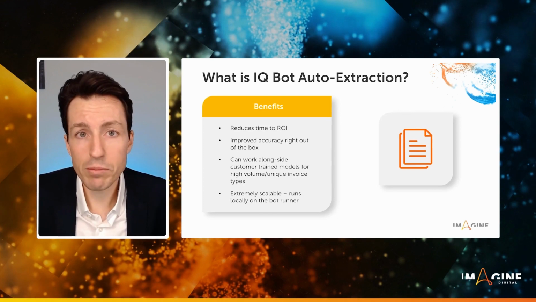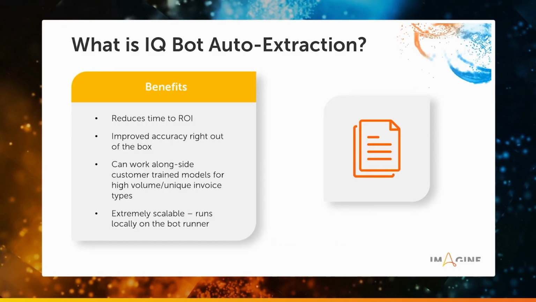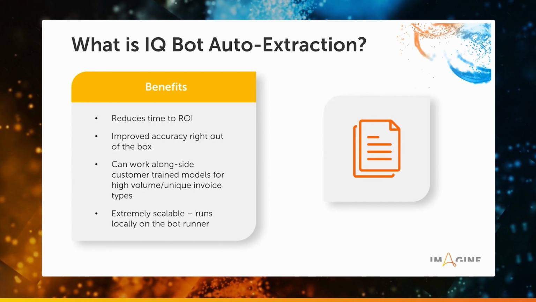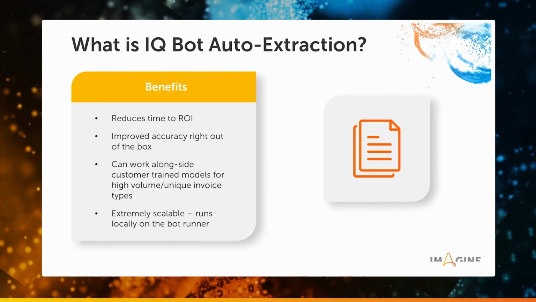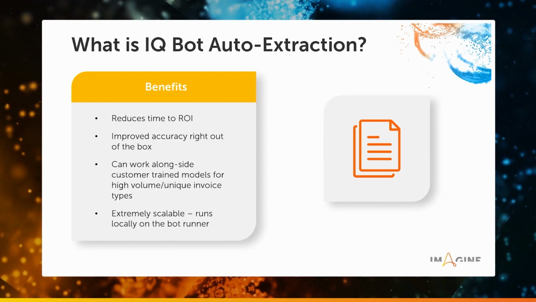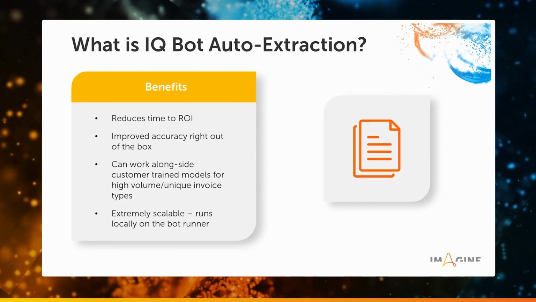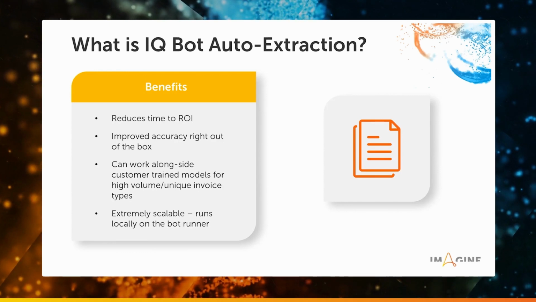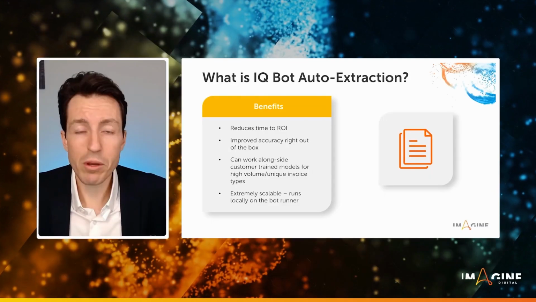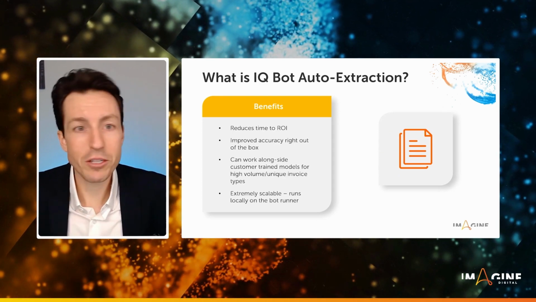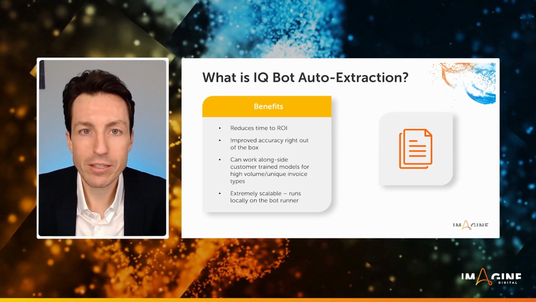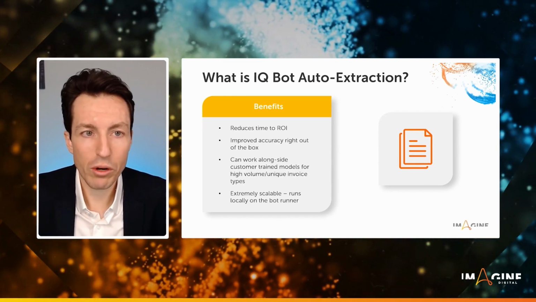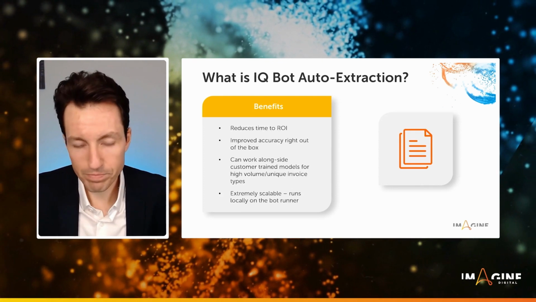And finally, it's extremely scalable, and I think this is probably the number one benefit that we have here, is that this can run locally on the bot runner. So because this is a new package, this allows you to run this directly on the bot runner, and that means that you can really scale your intelligent document processing capabilities. So if you have 50 bot runners, technically you could be running 50 invoice extractions all side by side, all simultaneously. And so that allows you to scale to a much greater degree with this local package.